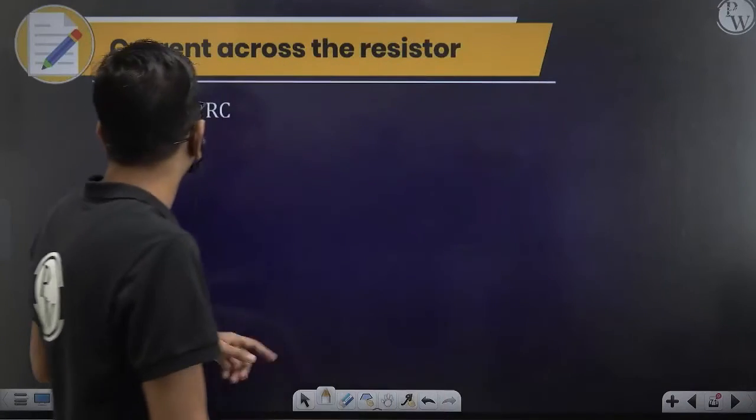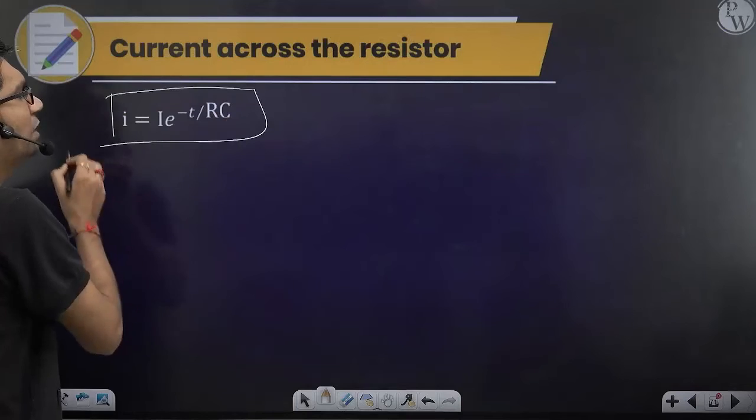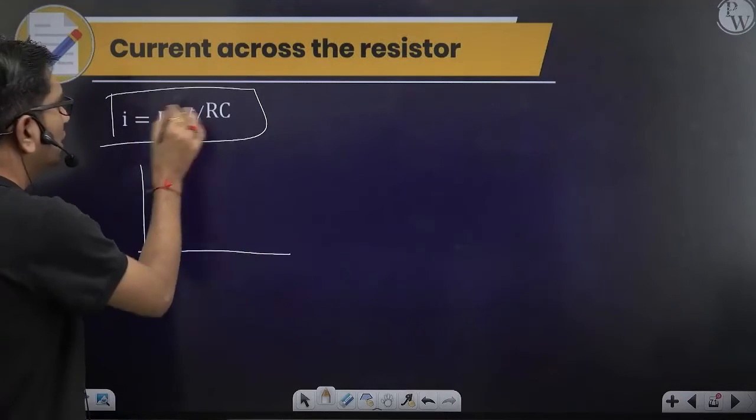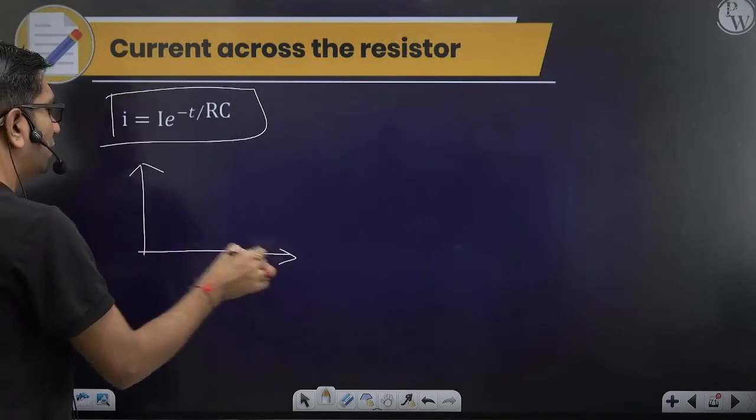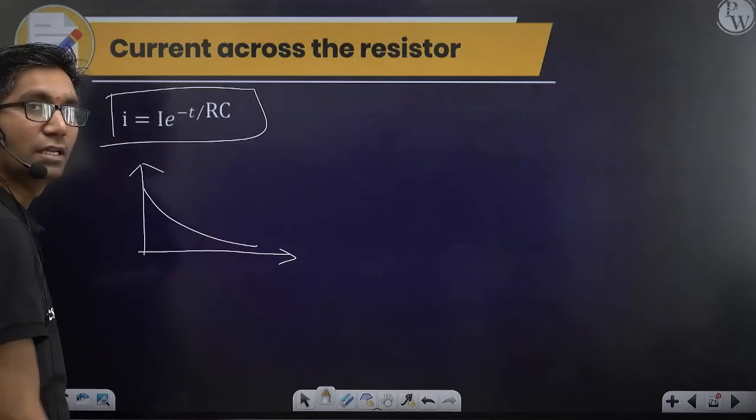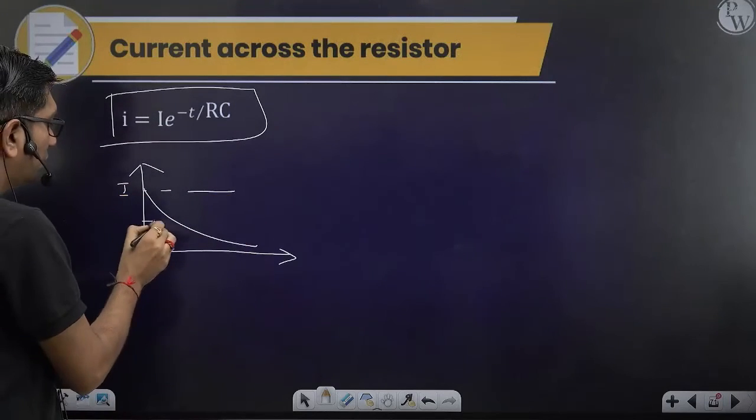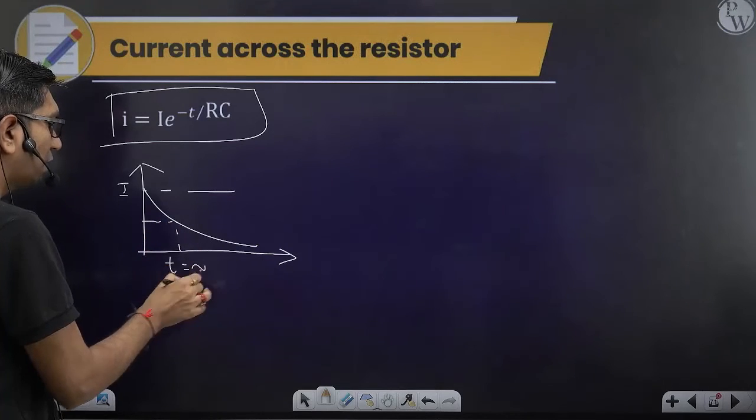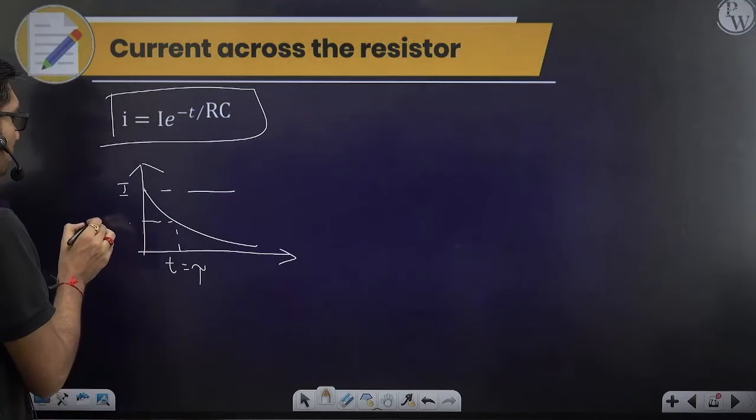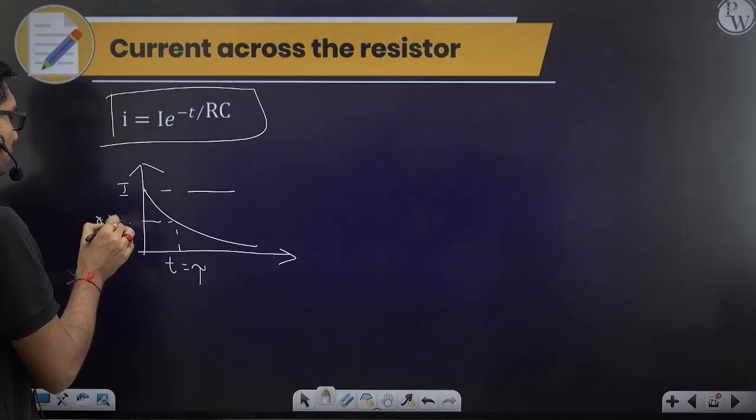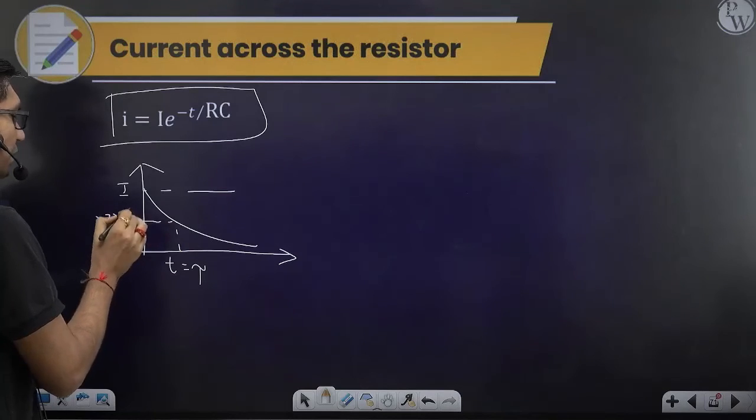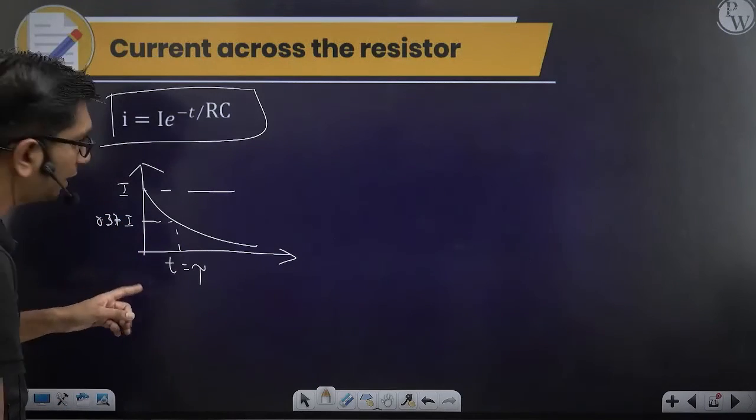Next, the current, how it is decreasing, this one only. If you draw the graph for this one, you will definitely get like this only. Is it clear? This is capital I. This is at time t equal to tau. This is 0.37 I. Is it clear?